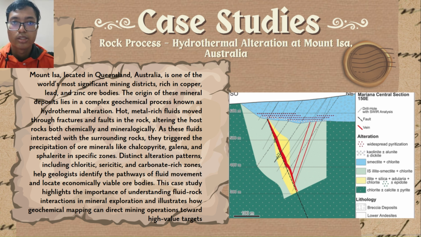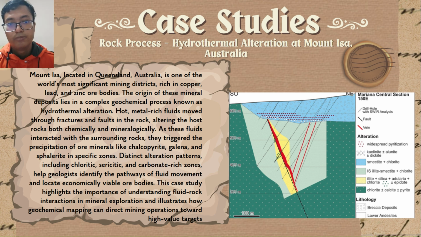As the fluid interacted with the surrounding rocks, it triggered the precipitation of ore minerals like galena and sphalerite in specific zones. Distinct alteration patterns include sericitic and carbonate zones. It helped geologists identify the pathway of fluid movement and locate economically viable ore bodies. This case study highlights the importance of understanding fluid-rock interaction in mineral exploration, and it also illustrates how geochemical mapping can direct mining operations toward high-value targets.